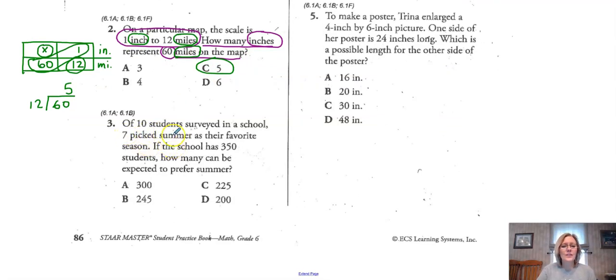Of 10 students surveyed in a school, 7 picked summer as their favorite season. If the school has 350 students, how many can be expected to prefer summer? Survey is like a vote. Let's go back and think of what we have as our information. 10 students were surveyed. Let's go ahead and put surveyed underlined too. And 7 of the 10 picked summer. So 10 goes with students, 7 go with the season summer.